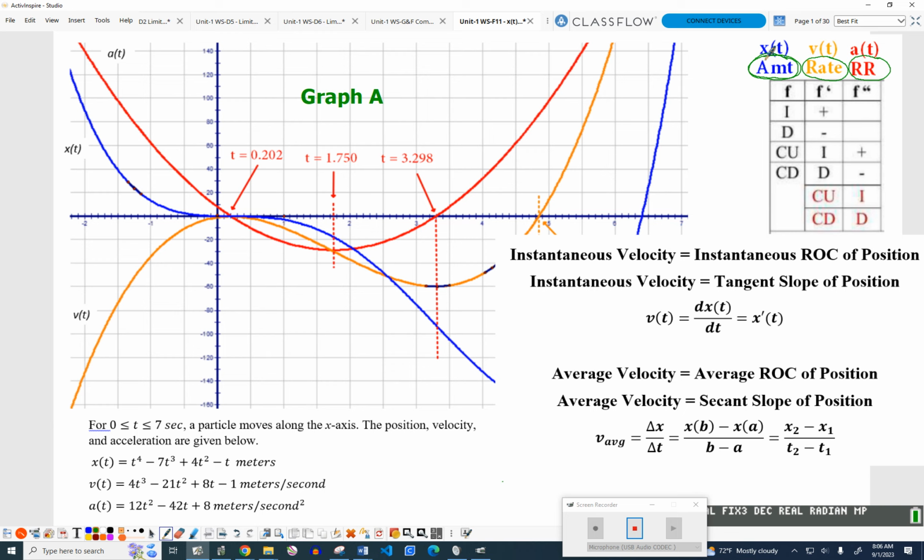Okay, so the reason I say that the particle is the amount, it's not the particle that's the amount, it's the position of the particle. Those are 2 separate things.